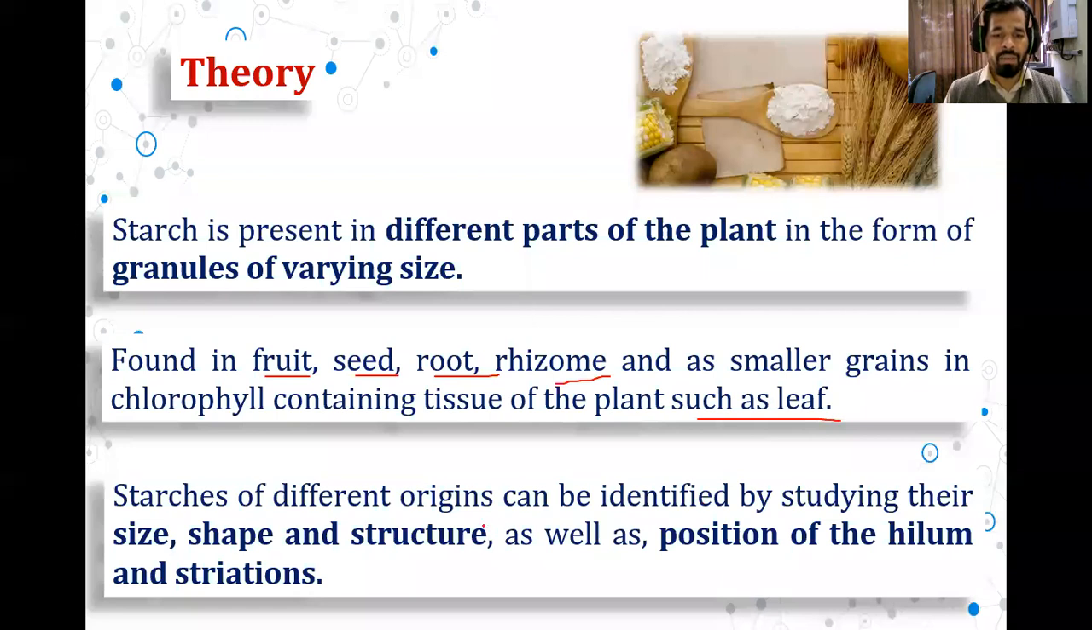Now, starches of different origin can be identified by studying their size, shape, and structure, as well as the position of the hilum and striations. To identify a starch depending upon its origin, obviously the starch obtained from maize is different in shape, size, and structure from the starch obtained from wheat or potato. So obviously there will be differences in their sizes, shapes, and structures, as well as the position of the hilum and striations. So to identify them, you need to study individual structures.